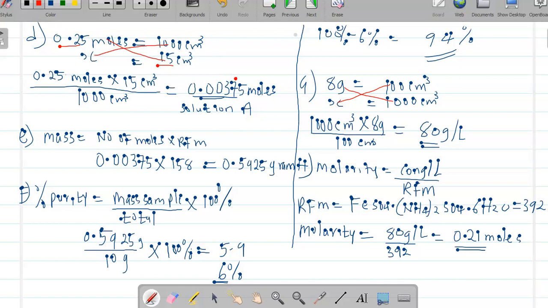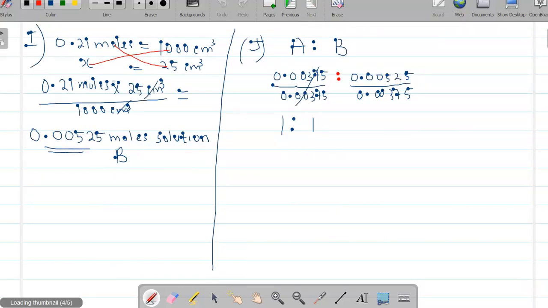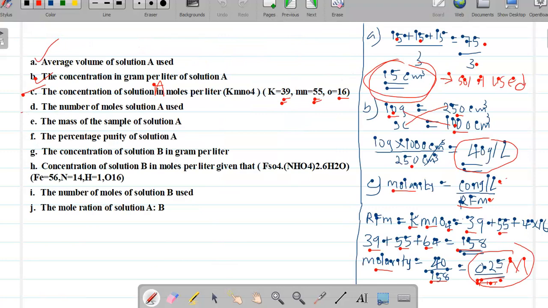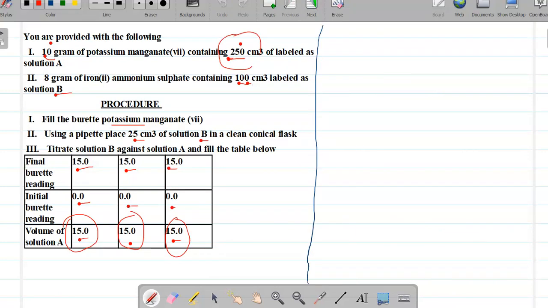Okay, we have part E. Part D we have finished. Part E, the mass of the sample of solution A. How do you get mass? And by the way, what is this mass they are telling us? We have already the mass of solution A. The mass of solution A already is 10 gram.